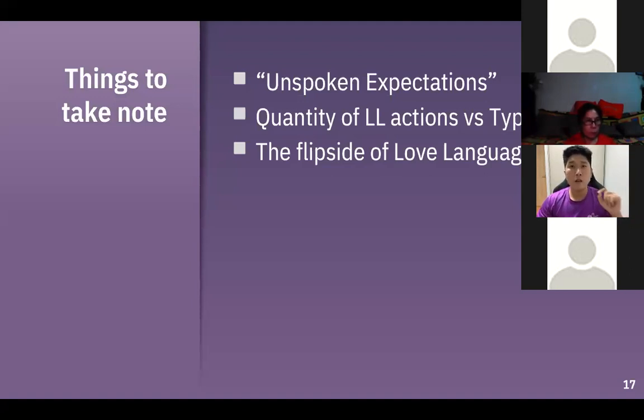Now, the next thing is about the quantity of the love language action versus the type of love language. Some people will say, hey Jackie, I don't know what my wife's love language is, but I really like to buy a lot of gifts for her. Every day I buy her a present.